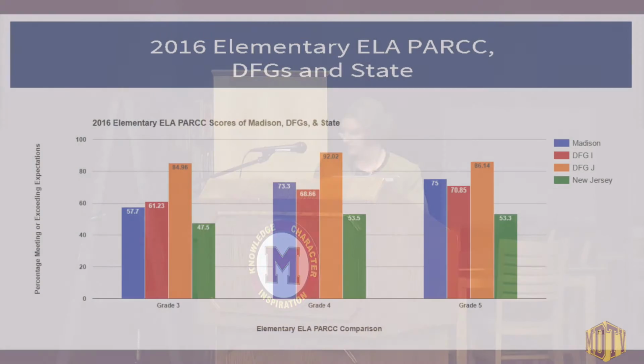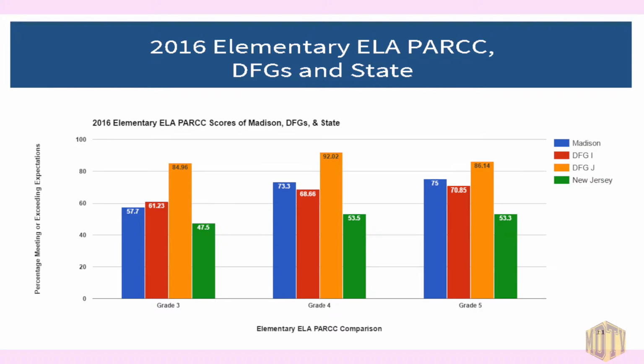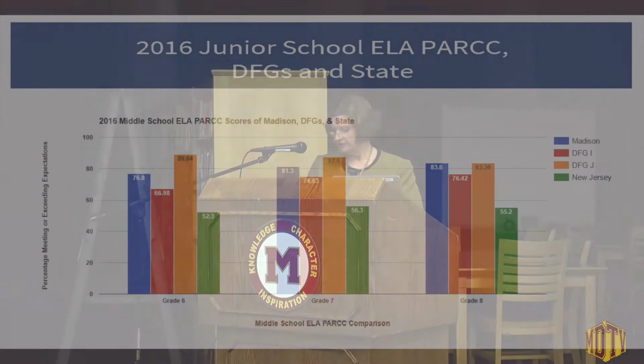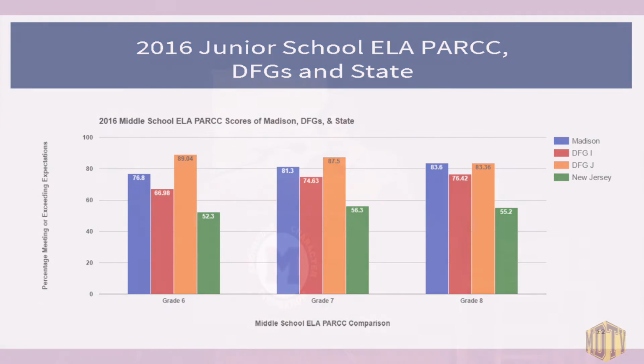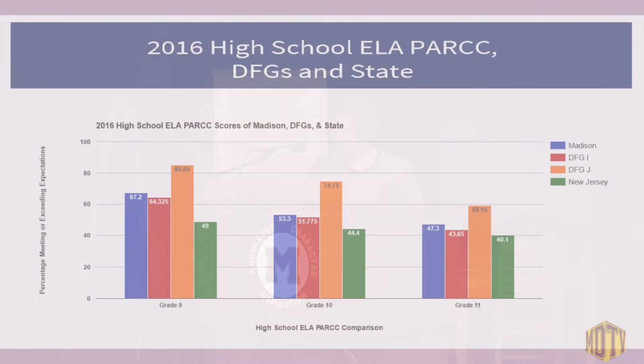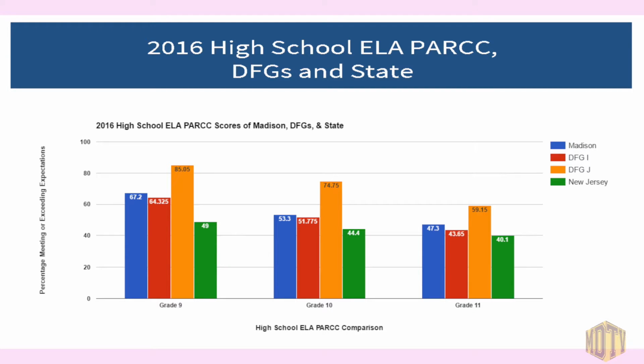If you take a look at the language arts, again, beginning with the elementary, comparing us to the DFGs and New Jersey. In 4th and 5th grade in ELA, we exceeded our comparative I districts, and then our grade 3 is slightly below. At our junior school, ELA, English Language Arts, exceeds our comparative I districts at all grade levels, grades 6, 7, and 8. In high school, English Language Arts, grades 9 through 11, we exceeded our I districts in all 3 grade levels.